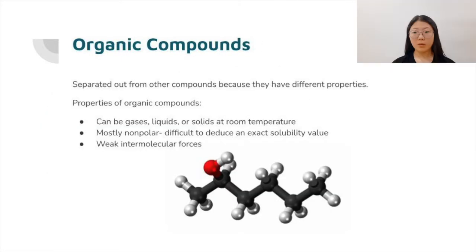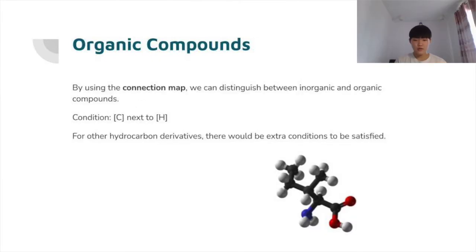Organic compounds are compounds based on carbon. We decided to separate these compounds in our model because the properties of organic compounds are very different from those of inorganic compounds. Organic compounds can be gases, liquids, or solids at room temperature, and they are mostly nonpolar, which means it is difficult to deduce an exact solubility value, and they have weak intermolecular forces. By using the connection map, we can distinguish between inorganic and organic compounds.